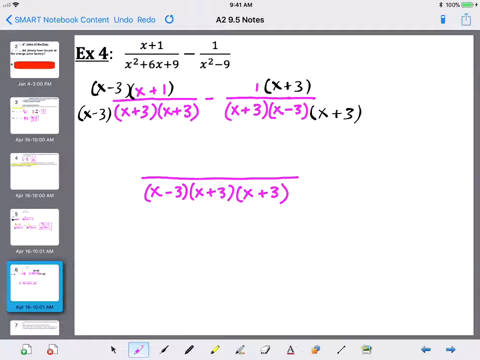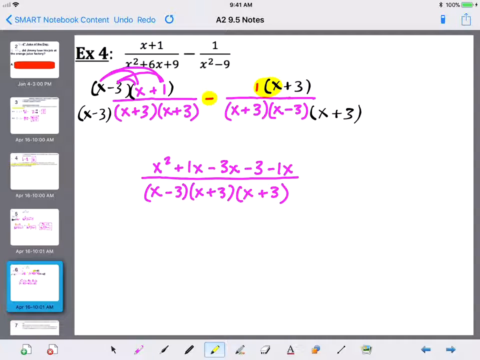Okay. In our numerator, what we're going to do is FOIL out this right here. So we're going to take x times x, that gives us x squared. X times 1 gives us 1x. Negative 3 times x is negative 3x. And negative 3 times 1 is negative 3. In this second fraction, I've got minus 1x.